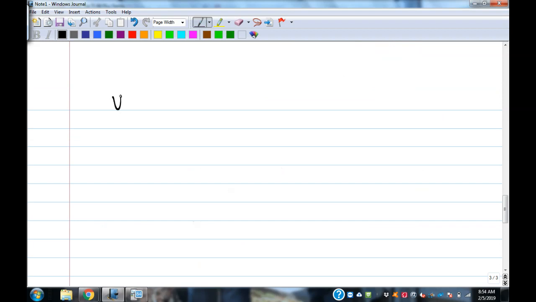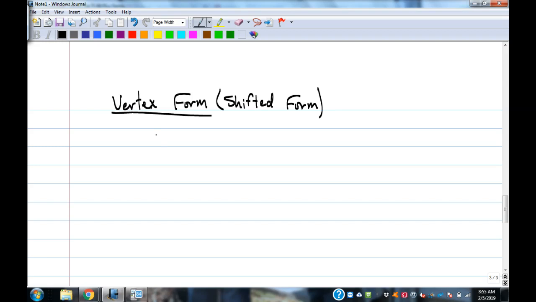The next form would be Vertex Form. You may have worked with some, but probably not as much. Sometimes you will see this called shifted form, but it's vertex form when you're specifically talking about a parabola or a quadratic. Does that look familiar to anybody?